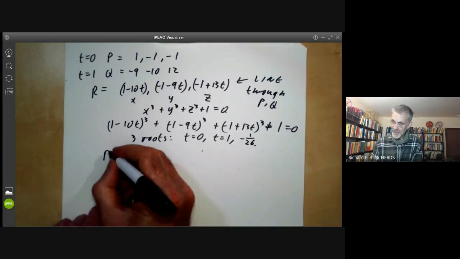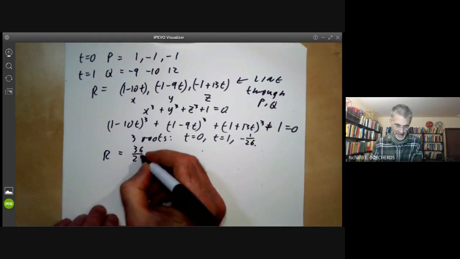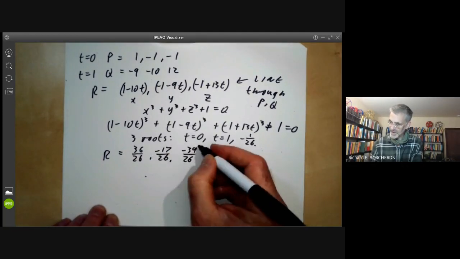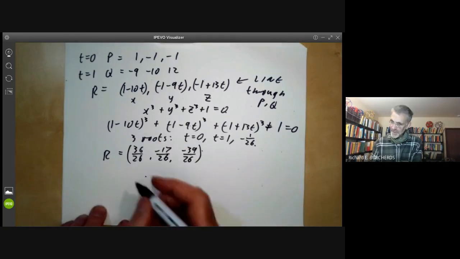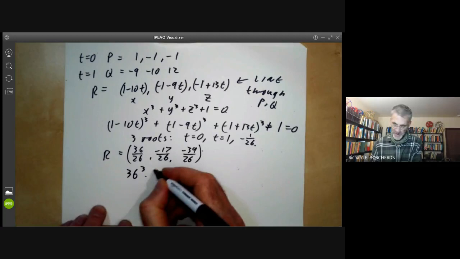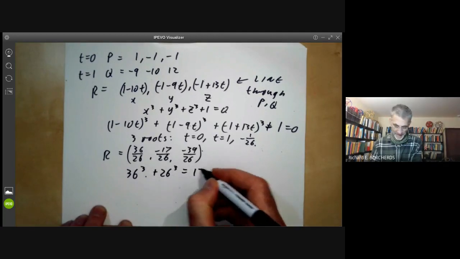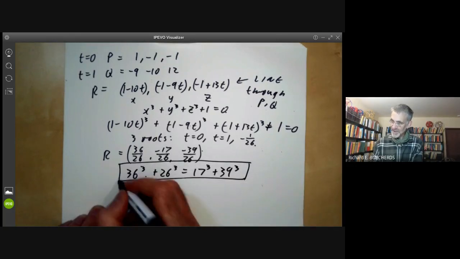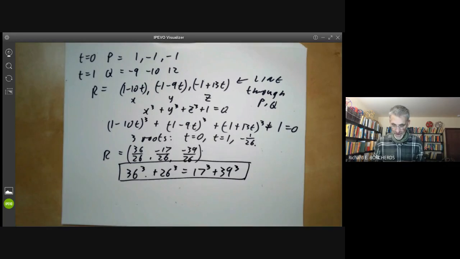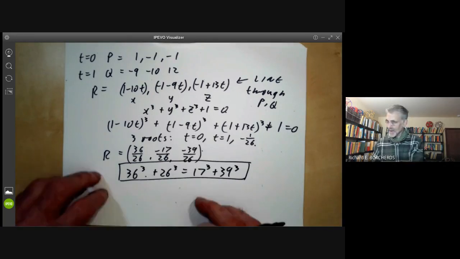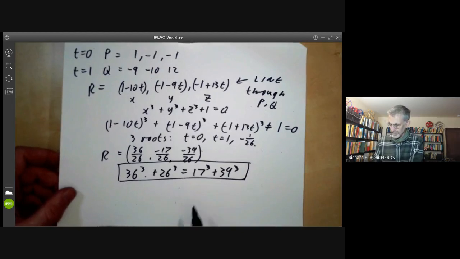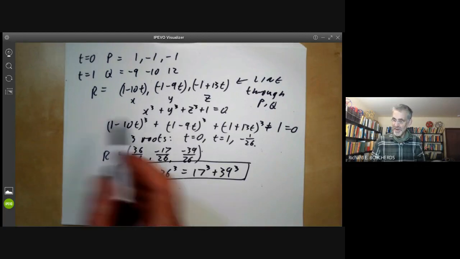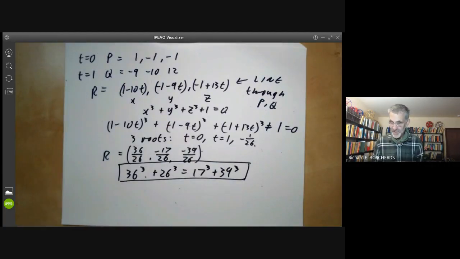So we now find our point R is equal to 36 over 26, minus 17 over 26, minus 39 over 26. So we get a solution: 36 cubed plus 26 cubed equals 17 cubed plus 39 cubed. So we've got another solution to Ramanujan's equation. Obviously, you can keep generating more and more solutions by just drawing a line through any two solutions you've got.